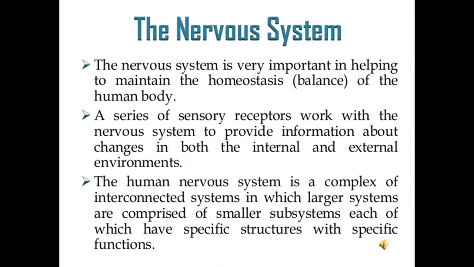Nerve system. The nerve system is very important in helping to maintain the homeostasis of the human body. A series of sensory receptors work with the nerve system to provide information about changes in both the internal and external environments. The human nerve system is a complex of interconnected systems in which larger systems are composed of smaller subsystems, each of which has a specific structure with a specific function.